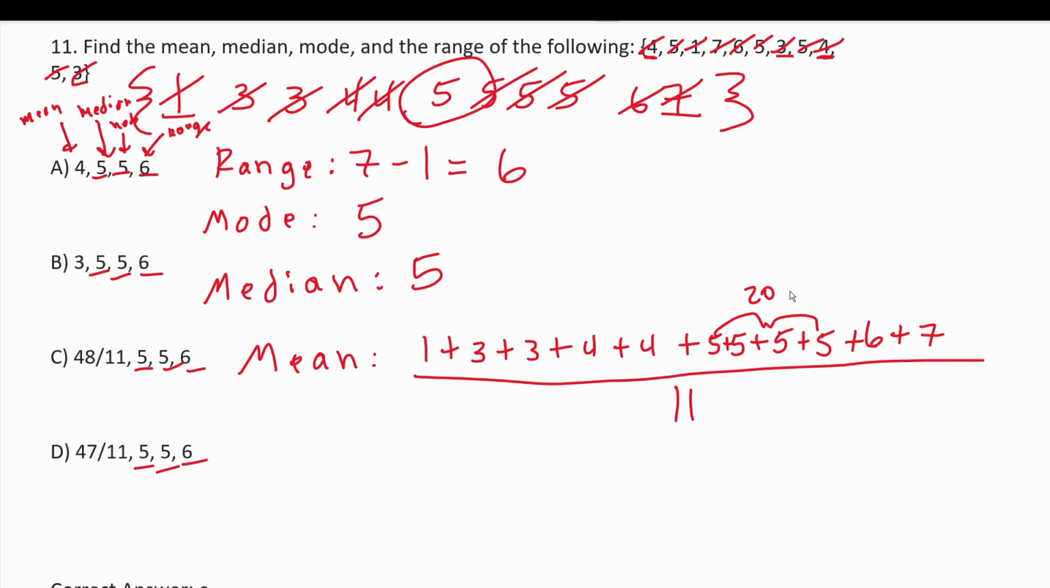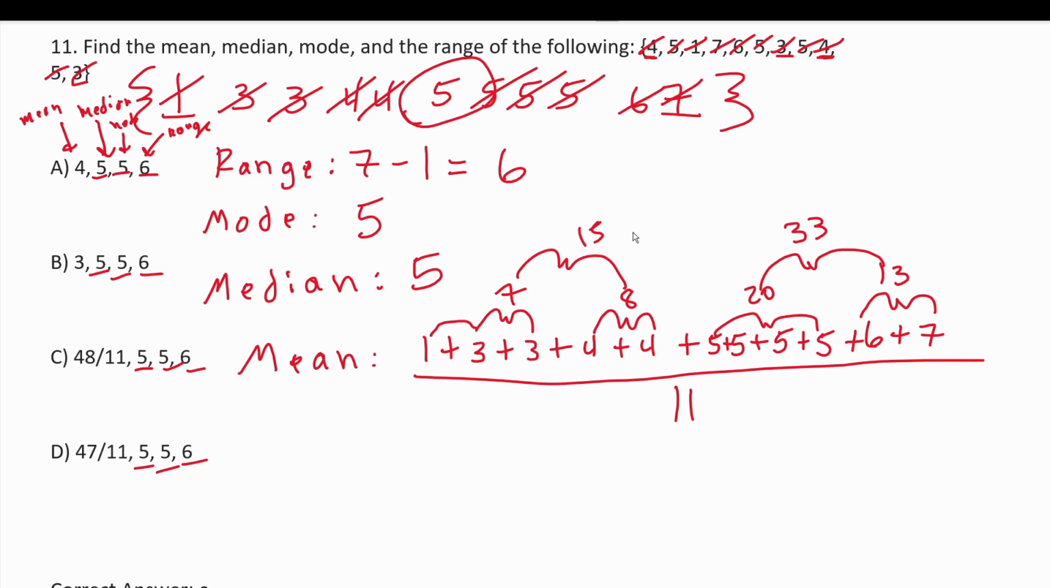5 times 4 is 20. 6 plus 7 is going to be 13. 4 and 4 is 8. 3 and 3 is 6. 6 plus 1 is 7. Let's keep doing this. We have 13 and 20, which is 33. And 7 and 8, which is 15.